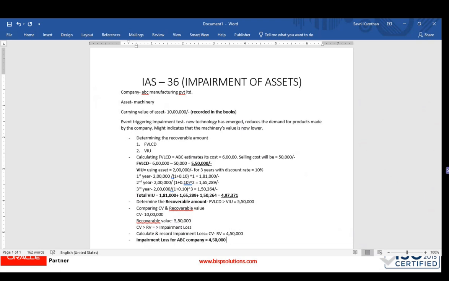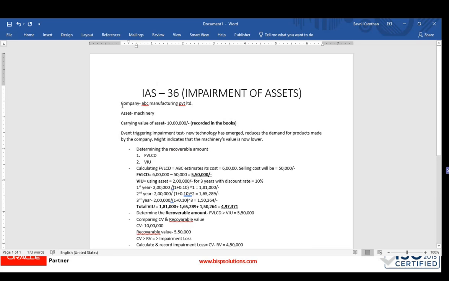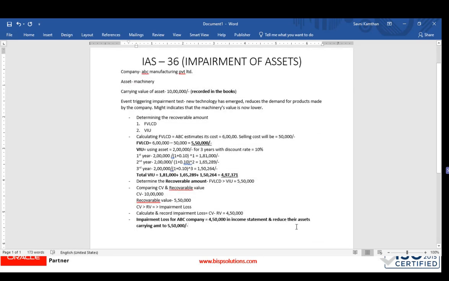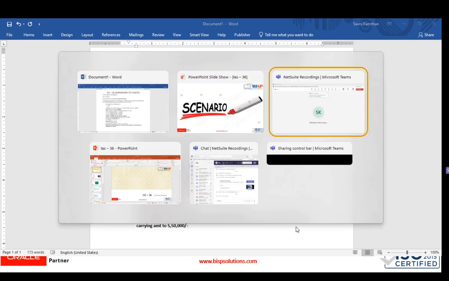in the income statement, and reduce their asset's carrying amount to 5,50,000. So this is how we can calculate impairment of assets more logically and more effectively.